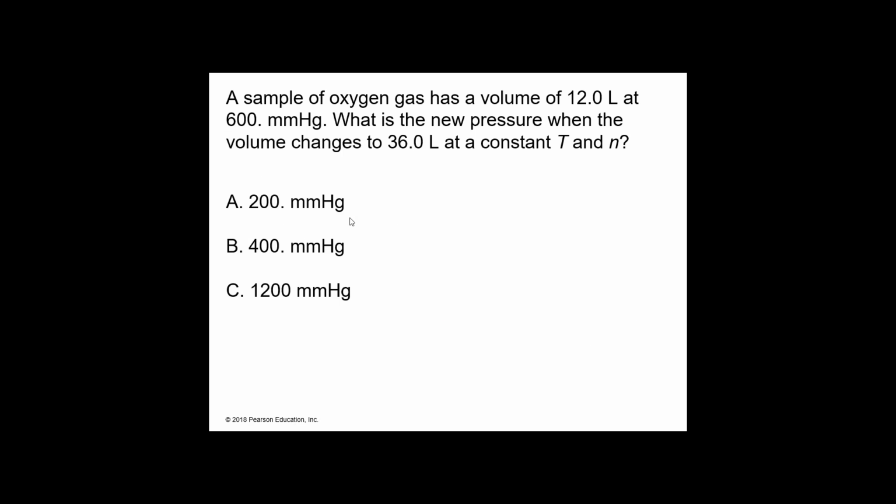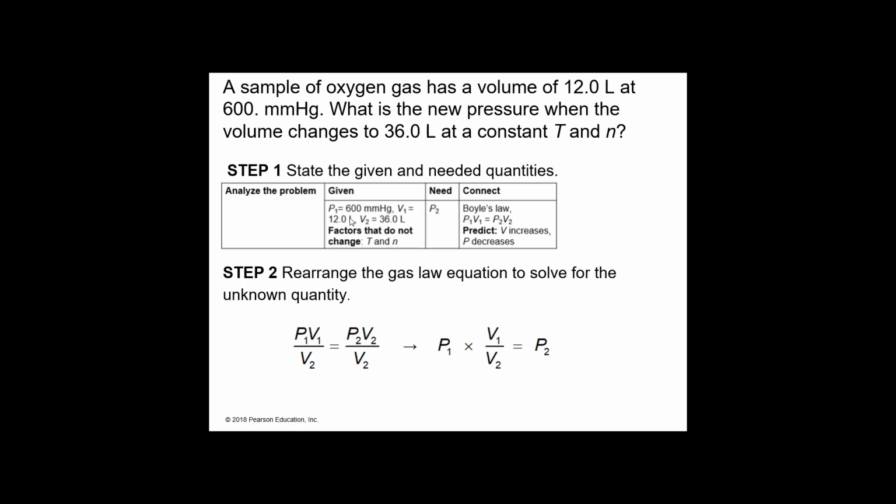Okay, so a sample of oxygen gas has a volume of 12 liters at 6 millimeters mercury. What is the new pressure when the volume changes to 36 liters at constant T and moles? So it won't always tell you constant T and moles, but this is where it's hard for students in the beginning. You have to understand how to read the problem. So look for the variables and understand what it's asking, and that should help you understand which way you have to solve this problem.